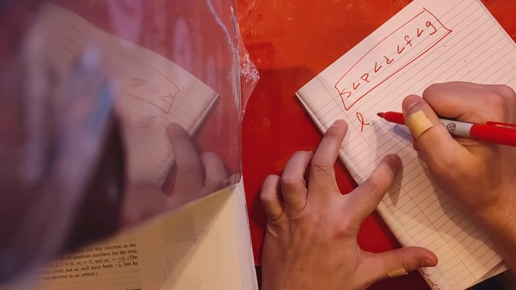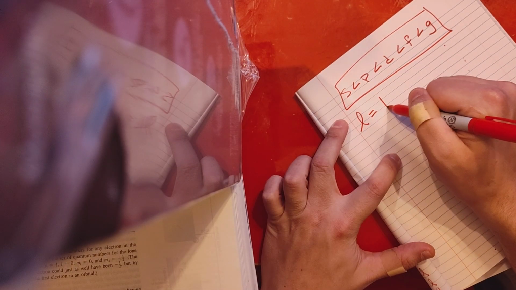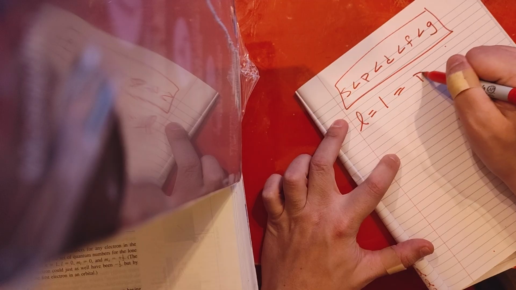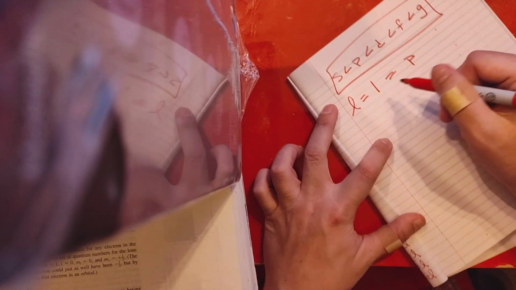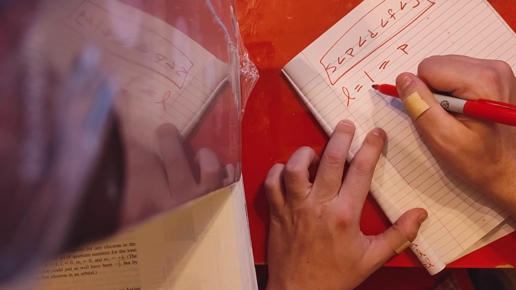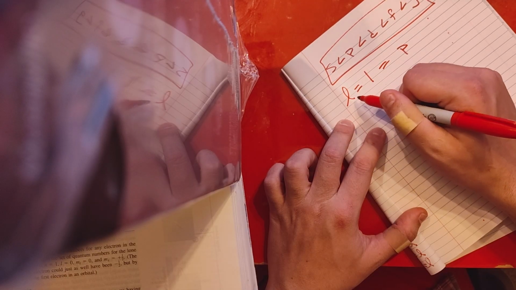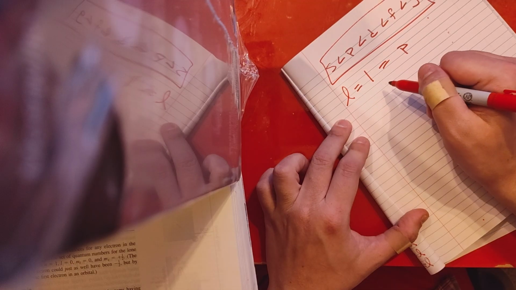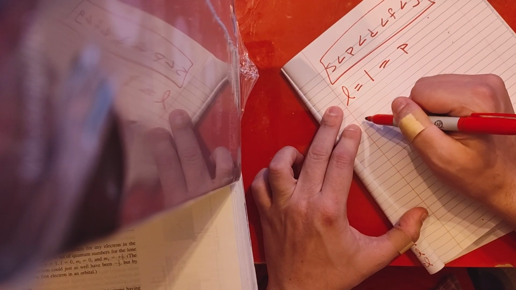So, what's important to note? Let's just go back to L. If we have an L that equals 1, that means it is going to be in a p orbital. And so L equals 1, but does that mean that n, because L equals n minus 1, is only going to be 2? No. I mean, it could be 5.